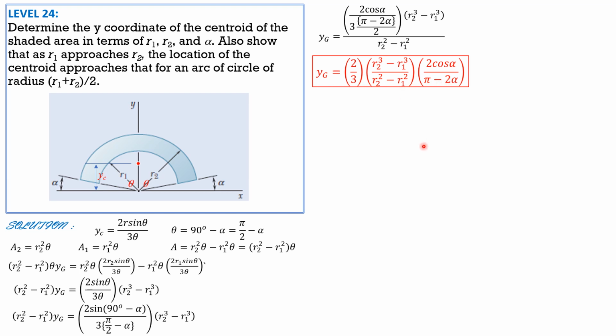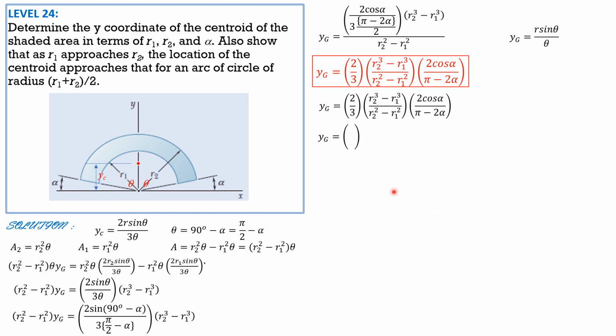So let's now proceed to the second part, that as R1 approaches R2, the location of the centroid approaches that for an arc of a circle with radius R1 plus R2 over 2. So yg is, we copy this first, the quantity R2 cubed minus R1 cubed over R2 squared minus R1 squared times the quantity 2 cosine alpha over pi minus 2 alpha. And for the arc, yg is r sine theta over theta, remember that. And let's prove the result here.